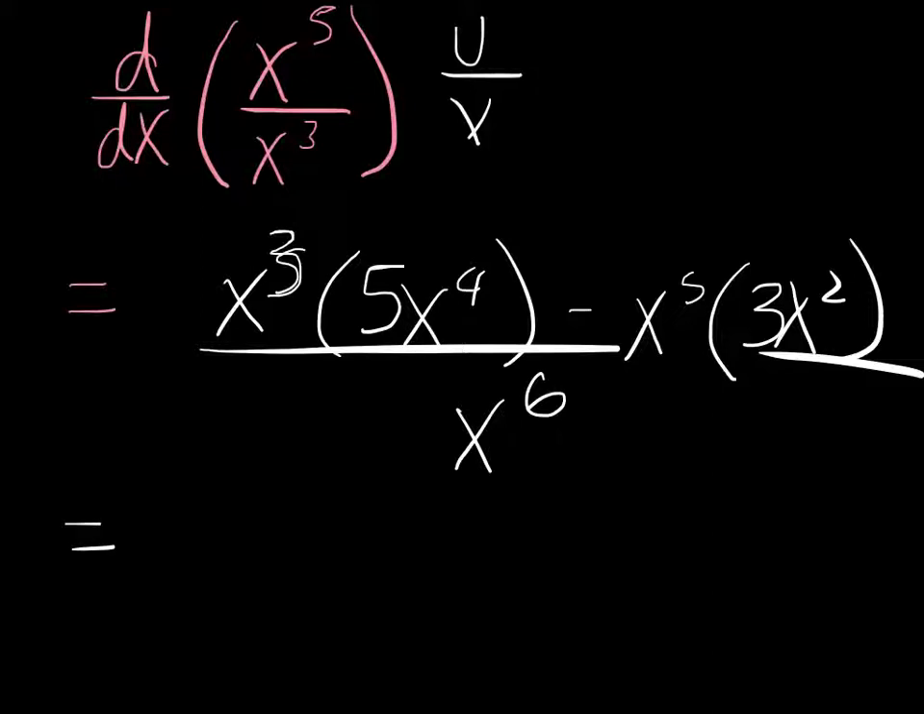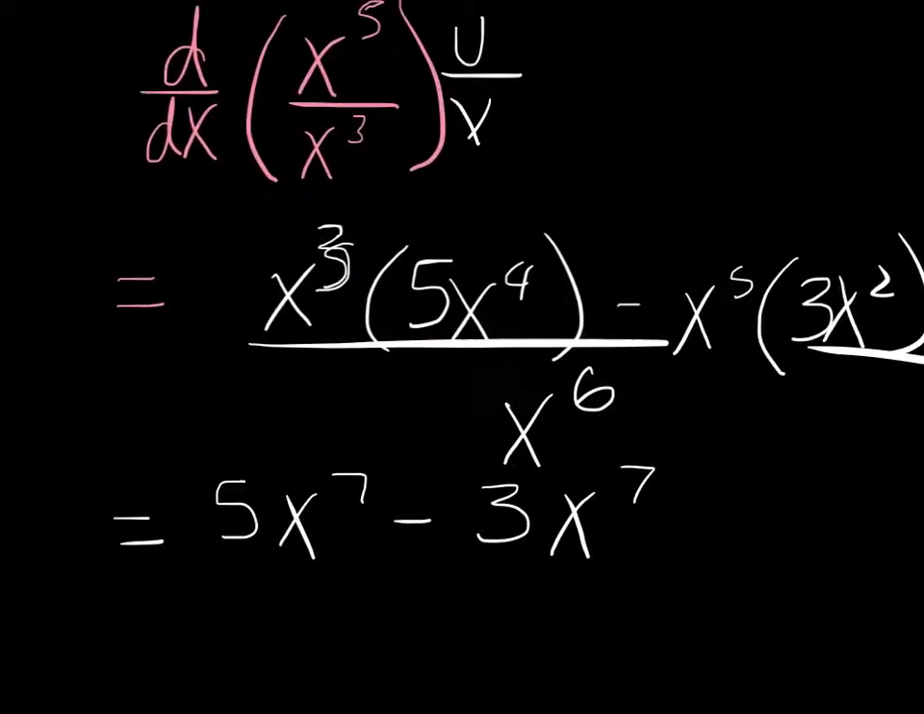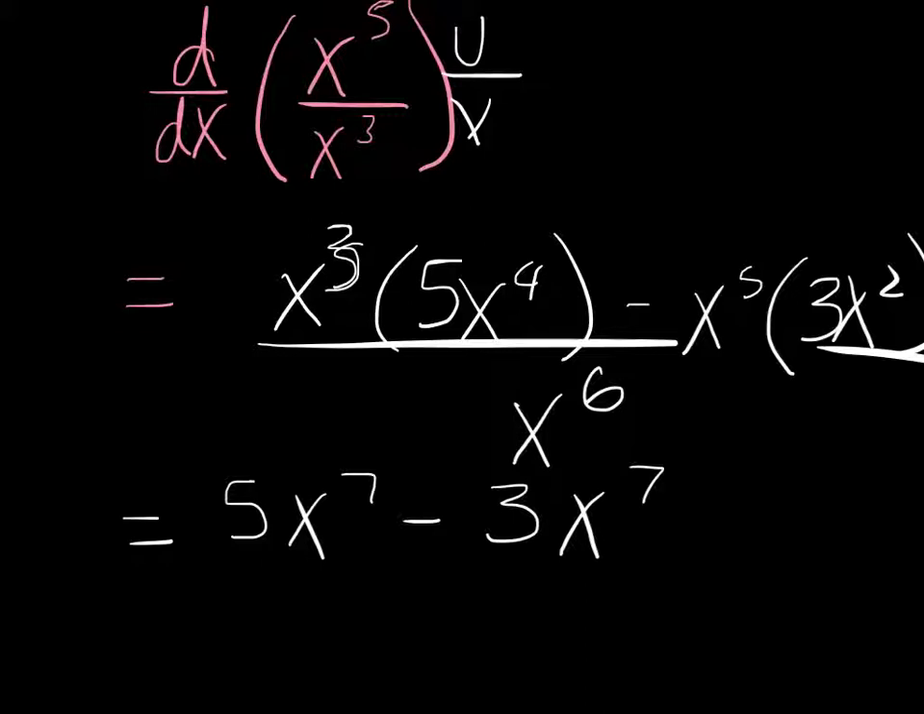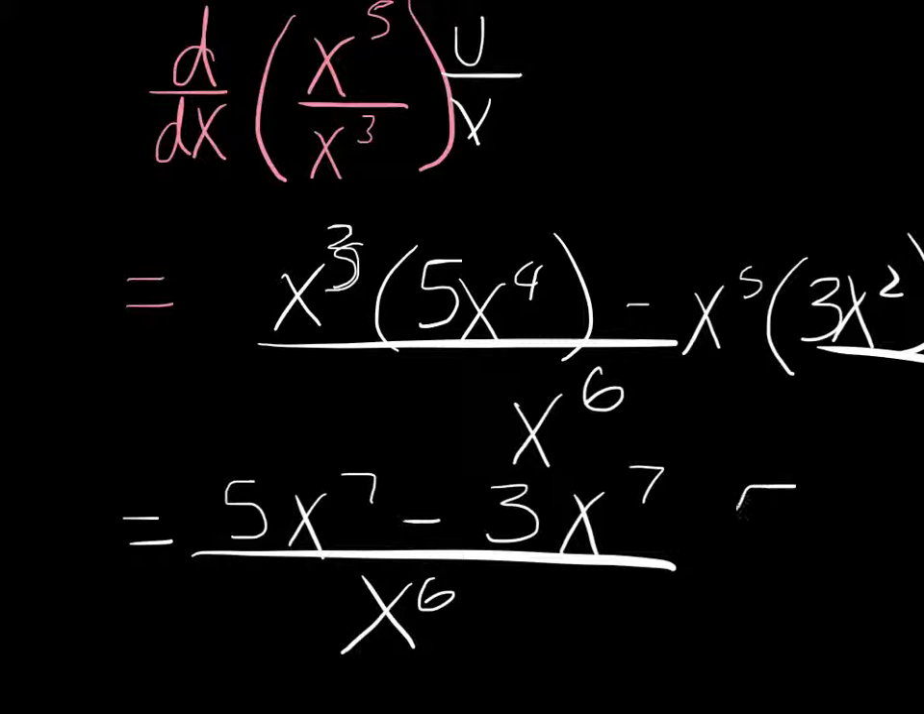We can multiply this out to get 5x to the seventh minus 3x to the seventh over x to the sixth, which we can simplify into 5x minus 3x, or 2x.